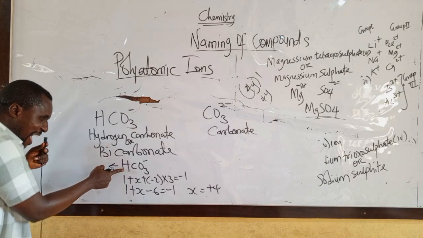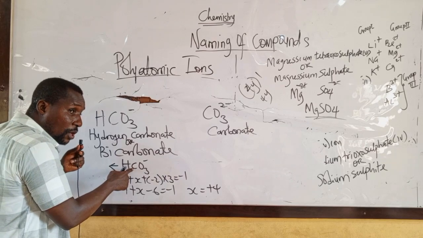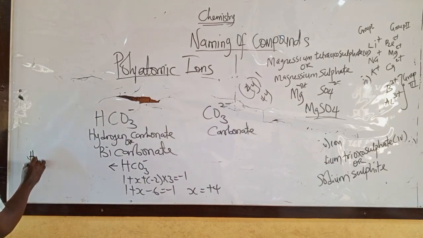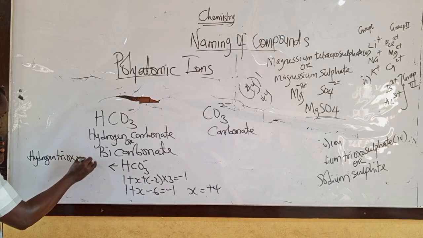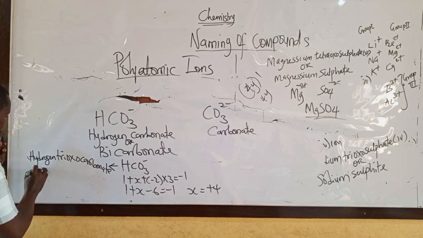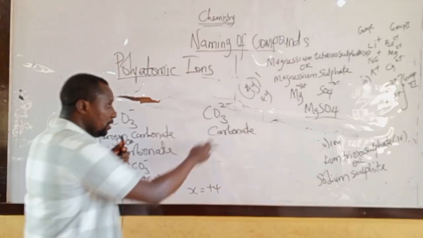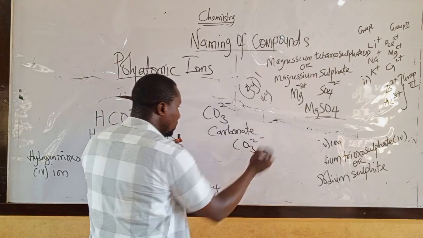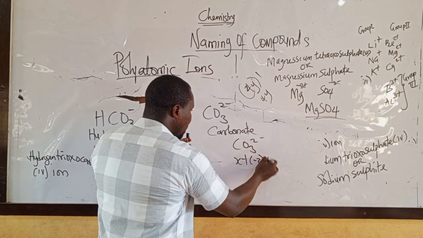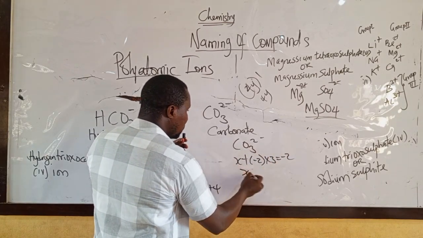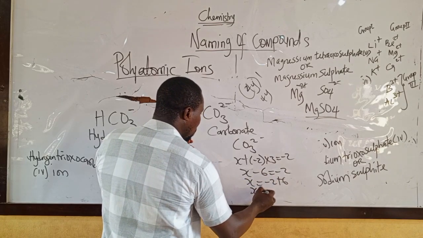Another name for it, hydrogen. 3 is what? Tri. Hydrogen trioxocarbonate 4 anion. You can call it hydrogen trioxocarbonate 4 ion. Take note. Or you can call it hydrogen carbonate or bicarbonate. This one, CO3 2 minus. You can calculate the oxidation number of carbon. X plus minus 2 times 3 equal to minus 2. X minus 6 equal to minus 2. X equal to minus 2 plus 6. X equal to plus 4.